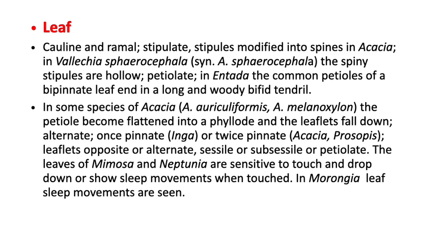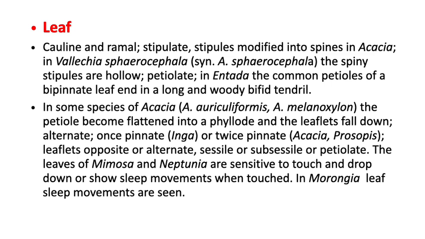Leaves are cauline and ramal, stipulate, stipules modified into spines in Acacia. In Vachellia sphaerocephala, synonym is Acacia sphaerocephala, the spiny stipules are hollow, petiolate. In Entada, the common petiole of a bipinnate leaf ends in a long and woody bifid tendril.